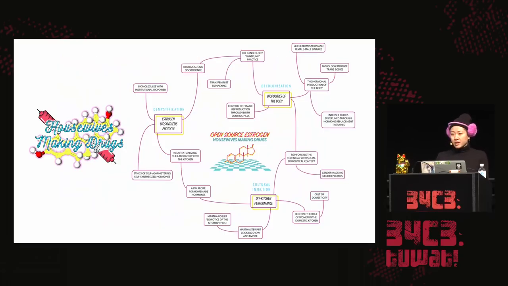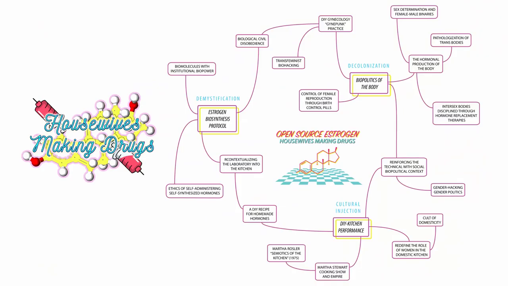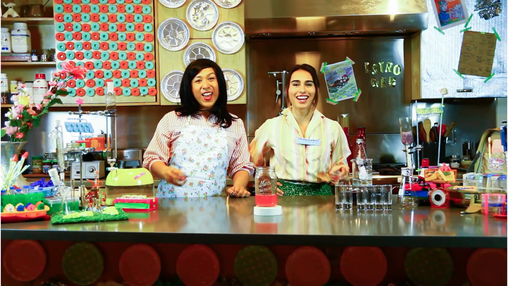We didn't want to underestimate the power of speculative fiction. Using the format of a fictional cooking show called Housewives Making Drugs, not only are we demystifying the scientific protocol of hacking estrogen in a DIY kitchen setting, it's also presented as a practice of decolonization, a way to unravel how bodies can be managed, disciplined, and pathologized, and then say, well, here's a way we can engineer our own form of resistance, sharing estrogen recipes in the kitchen. This is a 10-minute film, Housewives Making Drugs, starring two amazing trans performers, Jade Phoenix and Jade Renegade.